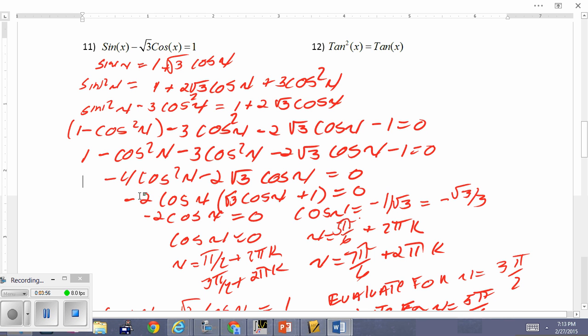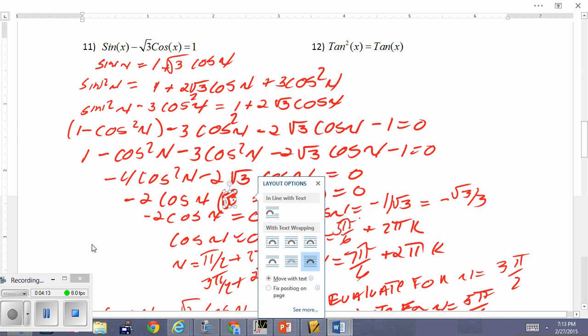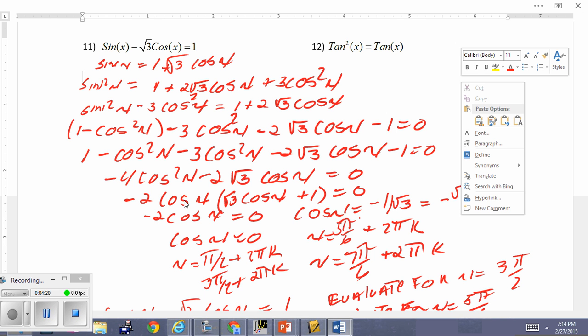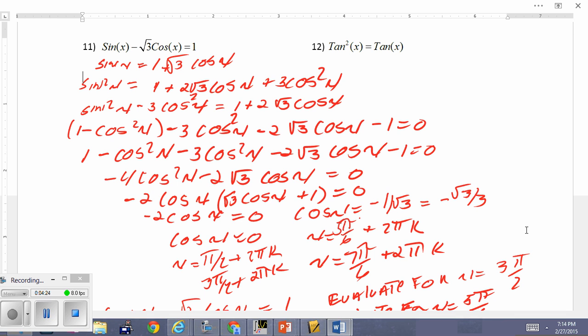So here we go. We're going to factor this by removing the common factor. The greatest common factor is negative 2 cosine x, which will give us the expression cosine x, radical 3 cosine x plus 1. I'm sorry about all this formatting stuff going on. Okay, so each of those factors is now set equal to 0.